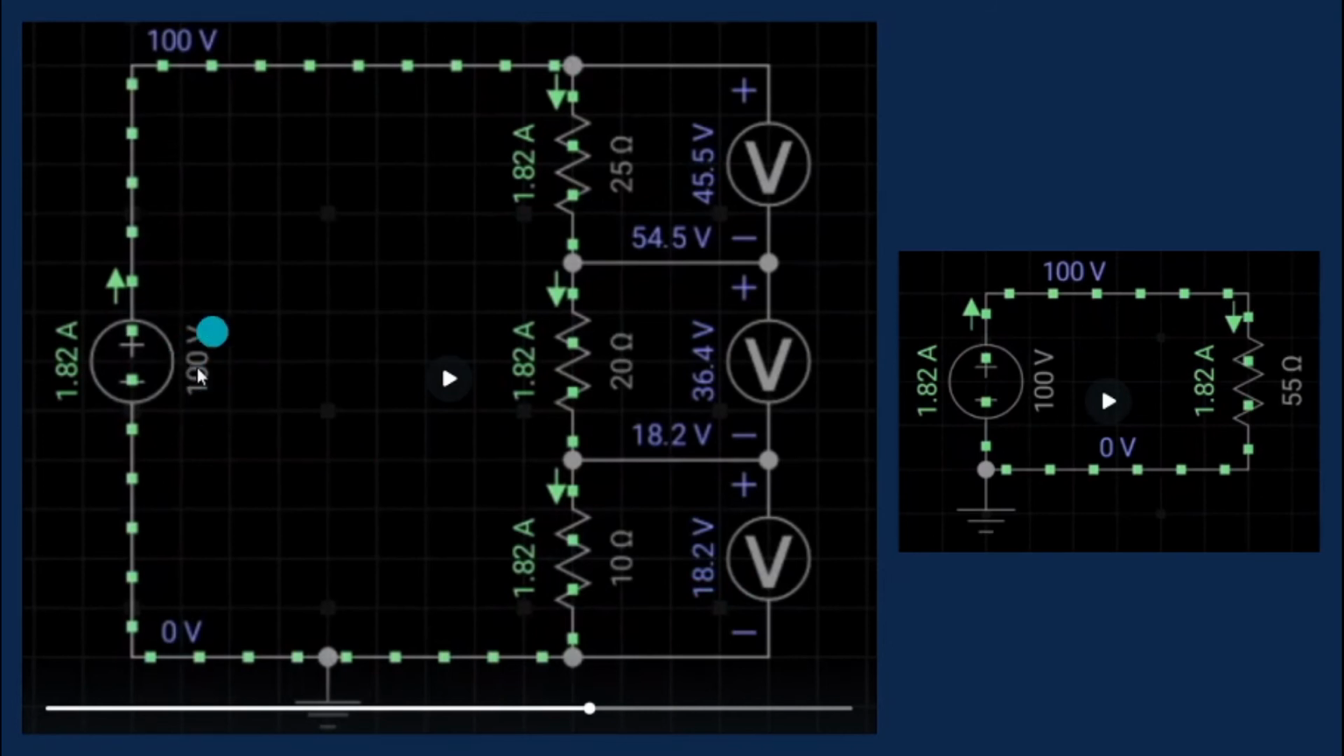Voltage consumed is equal to the voltage supplied. That is KVL. Another way to solve this, class, is to solve for the total resistance. This is a series circuit, so we just add 10 plus 20 plus 25. That will be 55 ohms. 100 divided by 55 is the 1.82 amperes. So we can also do it that way.